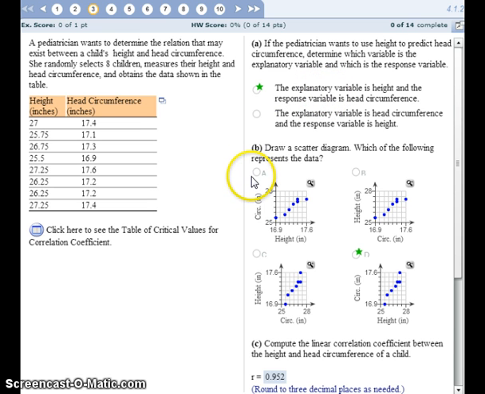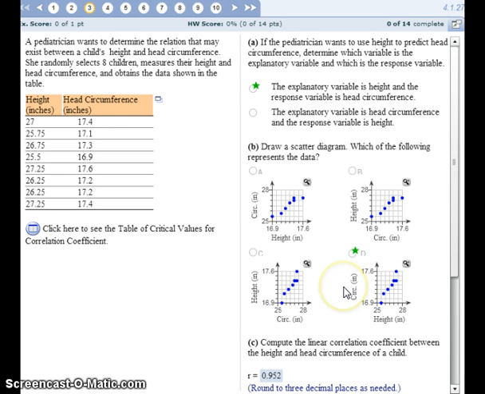And then the scatter diagram we want would be right here. And you can tell that just because we want our explanatory variable to be height, so it should be along the x-axis, so that narrows it down to these choices. And our response variable should be on the y-axis, the head circumference. And then this is the graph that has the proper units for height, because our heights range between 25 and 28, and our head circumferences range between 16.9 and 17.6. So height should be on the x, and it goes from 25 to 28 from our table. So D is the correct scatter diagram.